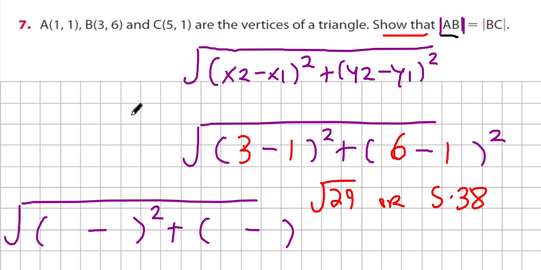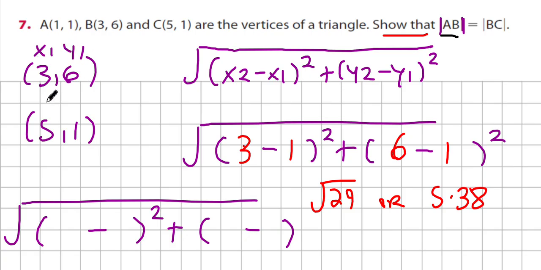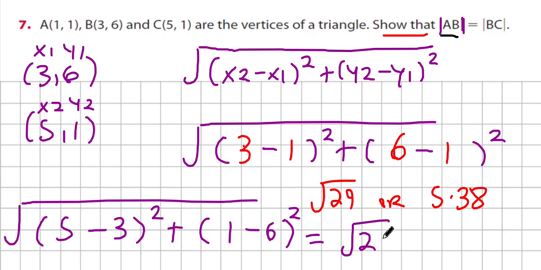And we're going to write out B and C. B is 3, 6. C is 5, 1. And we're going to use x1, y1, and x2, y2. We're going to plug it in. 5 take away 3. And the other one is 1 take away 6. And we're hoping that the answer is also root 29. Can somebody verify that for me in a minute? Right. Equals square root of 29.